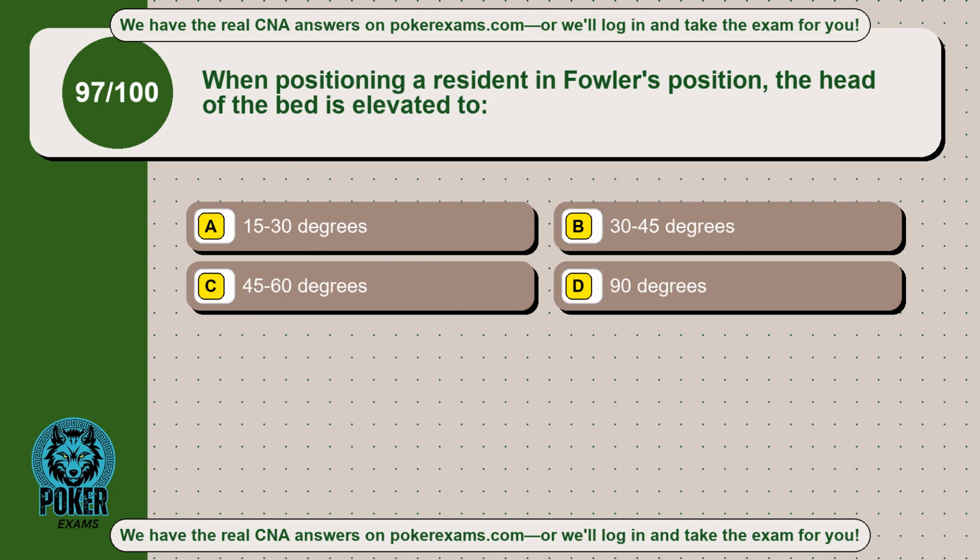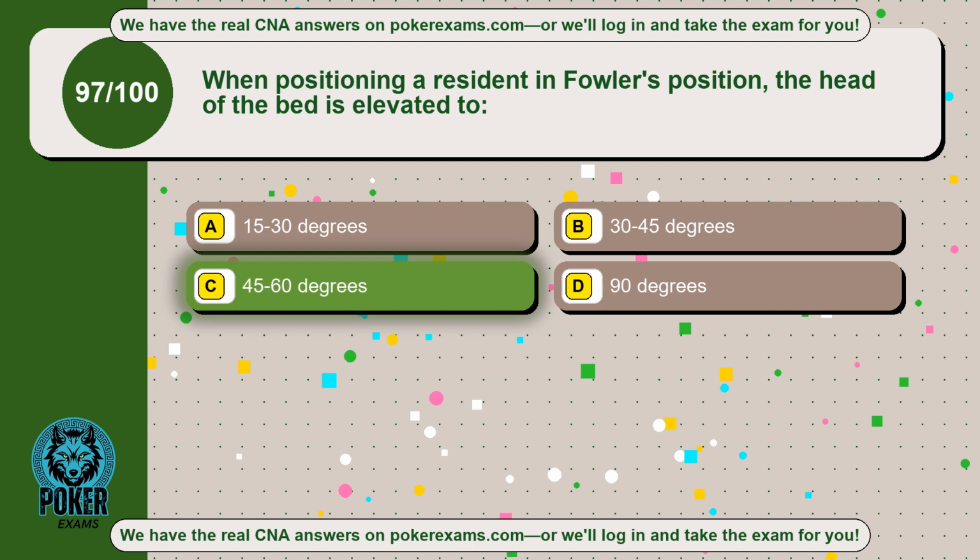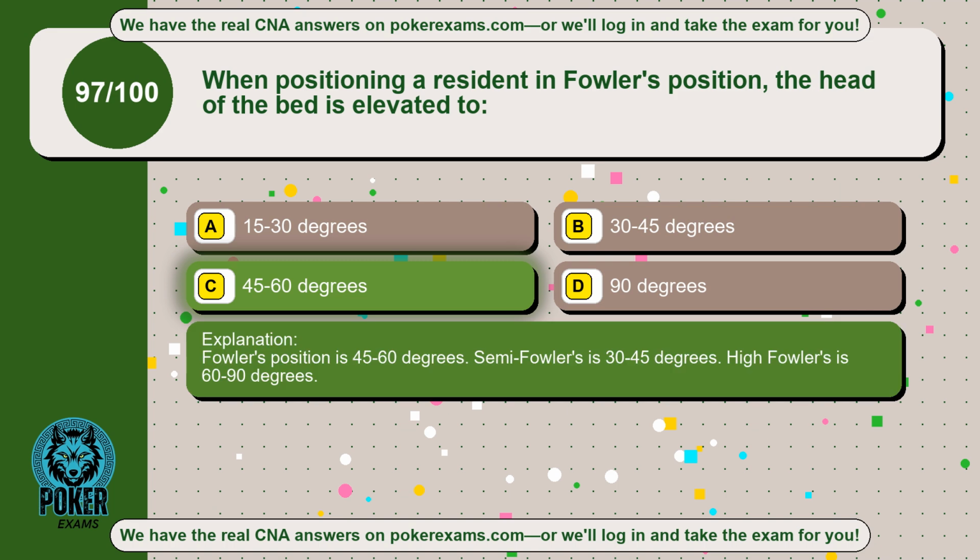Question 97. When positioning a resident in Fowler's position, the head of the bed is elevated to: Option A, 15 to 30 degrees. Option B, 30 to 45 degrees. Option C, 45 to 60 degrees. Option D, 90 degrees. The correct answer is option C. 45 to 60 degrees. Fowler's position is 45 to 60 degrees. Semi-Fowler's is 30 to 45 degrees. High Fowler's is 60 to 90 degrees.